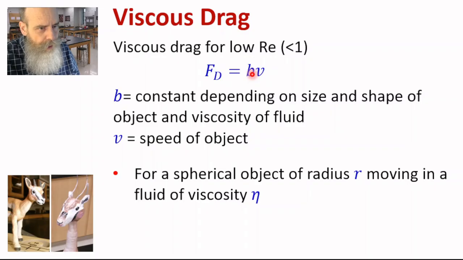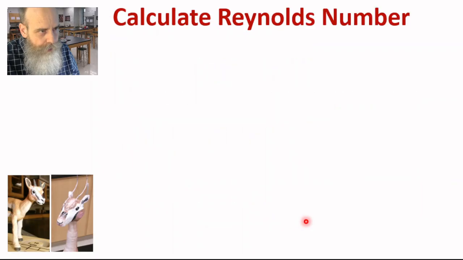For a spherical object of radius r moving in a fluid of viscosity eta, we can write the drag force like this. 6 pi eta rv, where r is the radius of the object.